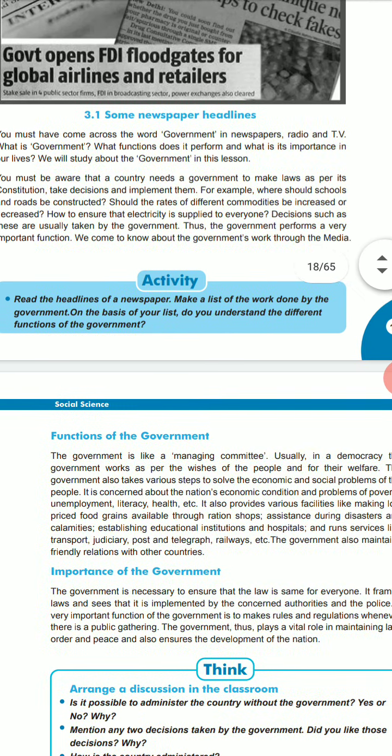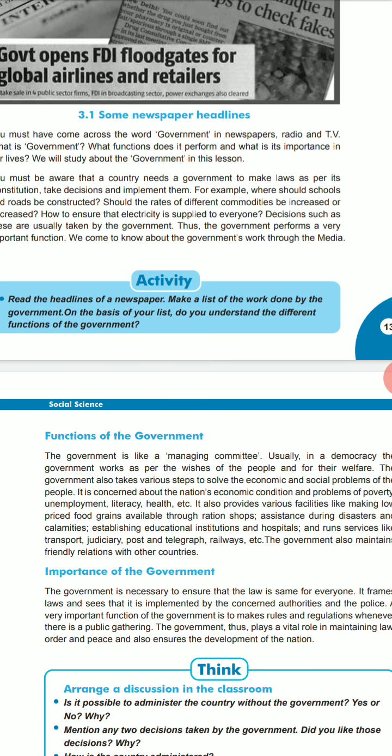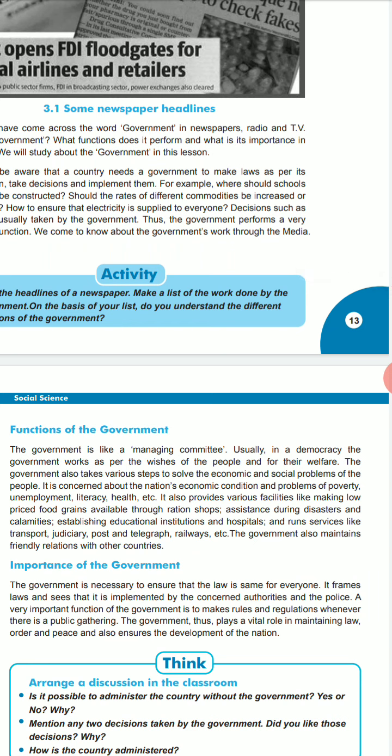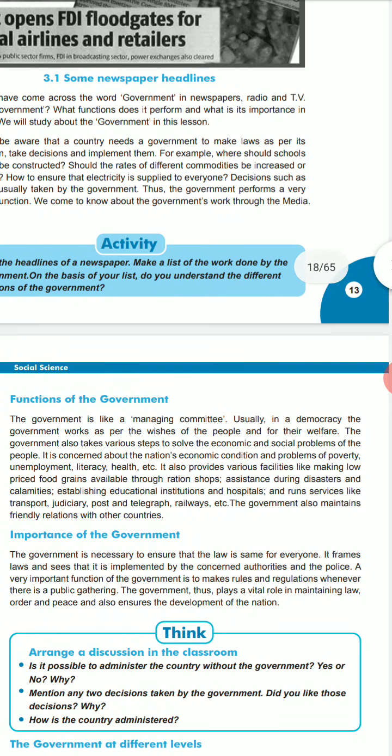The government is like a managing committee, means to manage them. Usually, in a democracy, the government works as per the wishes of the people and for their welfare. The government also takes various steps to solve the economic and social problems of the people. It is concerned about the nation's economic condition and problems of poverty, unemployment, literacy, health, etc.